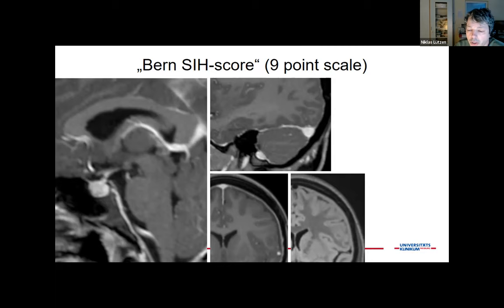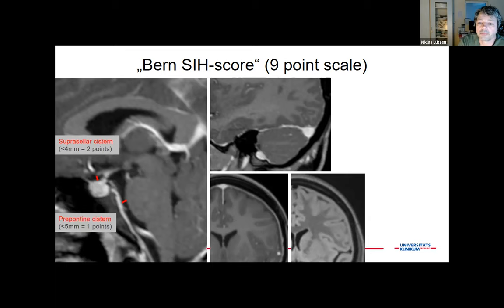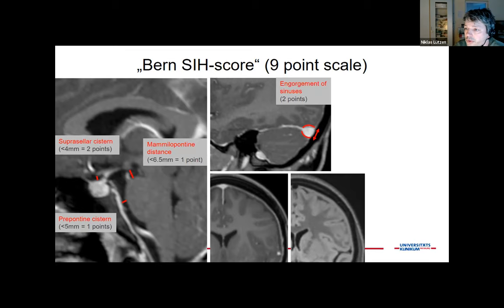We have the suprasellar cistern, and when you have 4 millimeters or less, we give 2 points. We have the prepontine cistern, less than 5 millimeters is given 1 point. We have the mammillopontine distance, less than 6.5 millimeters is given 1 point. Sometimes we can see enlarged, engorged venous sinuses. Then we can give 2 points.